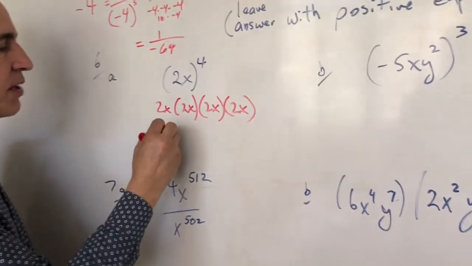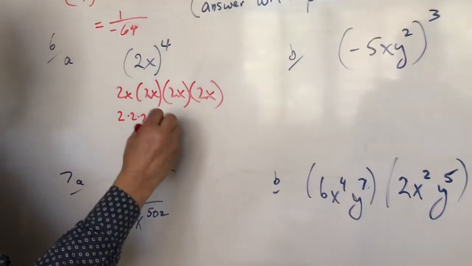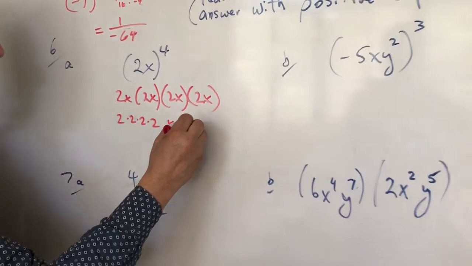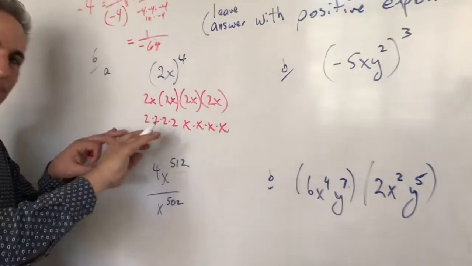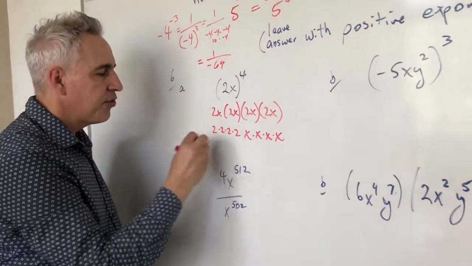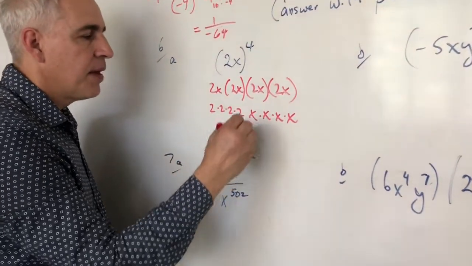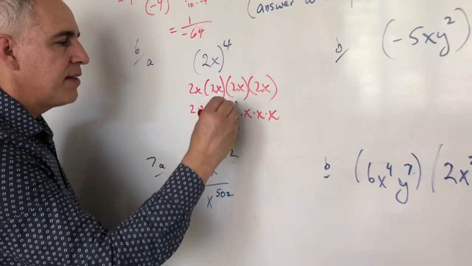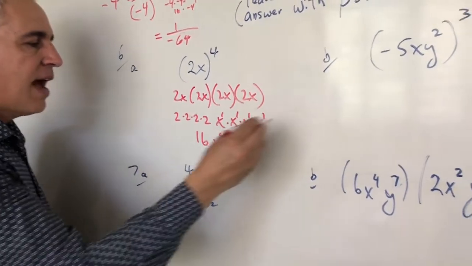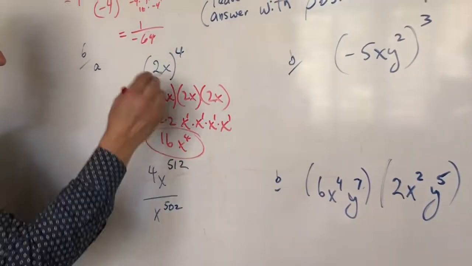And that's what happens when we go ahead and do 2 times 2 times 2. We do the coefficients and we do the variables separately. Birds of a feather flock together. Those 2's, 2 times 2 is 4, times 2 is 8, times 2 is 16, and then x to the 4th, because we add the exponents. These are invisible ones. Add them up, you get 16x to the 4th, and that's the answer to that one.